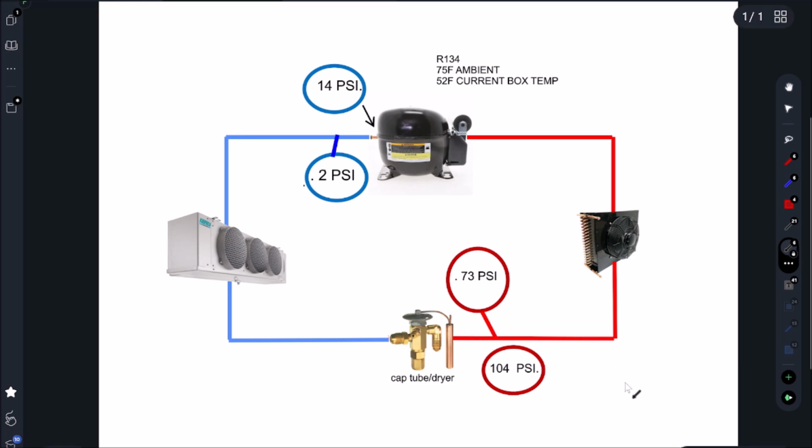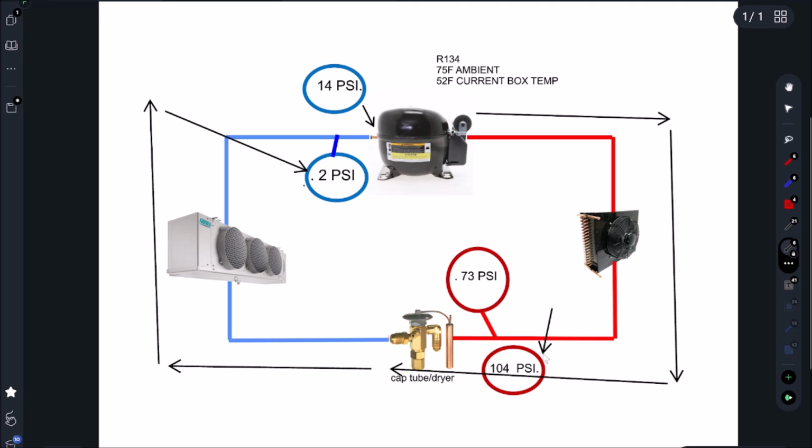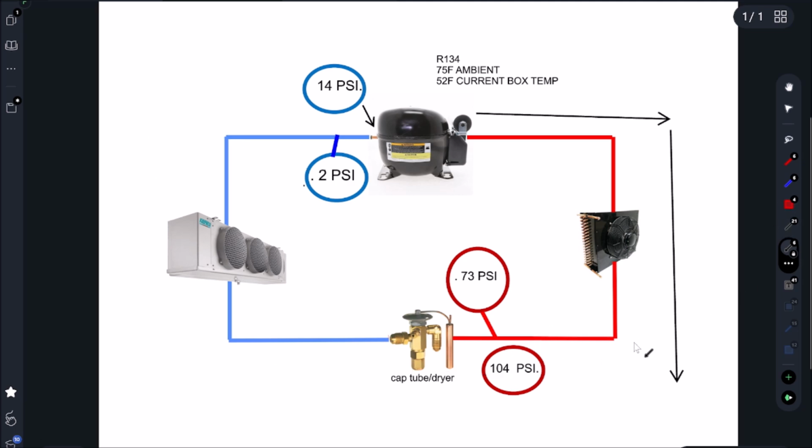And one of two things is going to happen. If we dump in the refrigerant and we're low on charge, the refrigerant will now flow through this cap tube and dryer, and then our pressures here will bump up. Same thing with our head pressure. If we're restricted and we're adding refrigerant, these pressures right here are not going to change. All right, so we're just going to dump in a little bit of refrigerant and see if the pressures change.